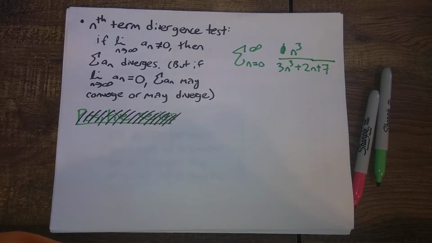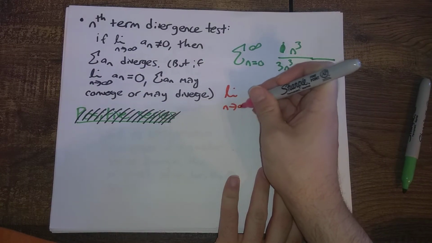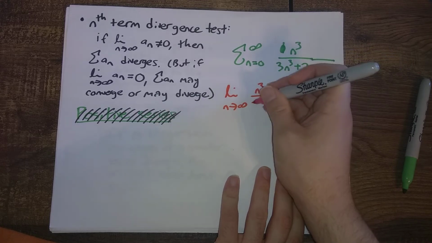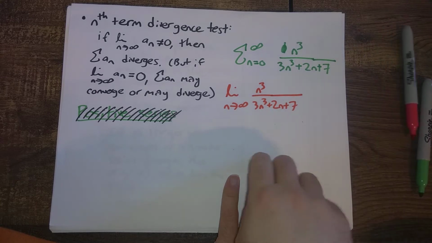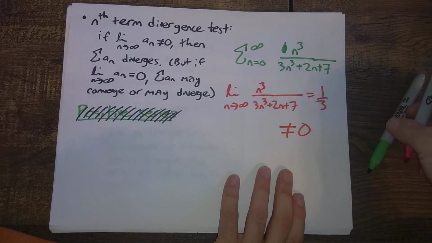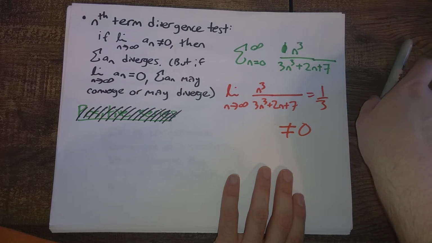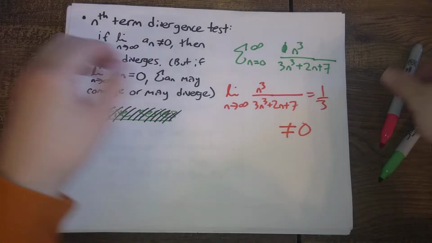You could definitely do this with other tests that we'll see later on in the section, but it's a little bit easier to just realize the limit as n goes to infinity of n cubed over 3n cubed plus 2n plus 7 is just going to be 1/3, and that's not 0, so this diverges. So it can always be a good little sanity check to do this kind of thing.